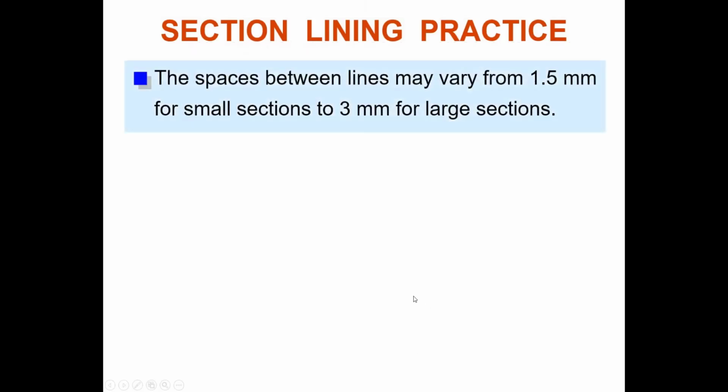Okay, the space between lines may vary from 1.5 to 3 millimeter. Because when you do a section line, for example, this square represents the area of your section. Maybe it's a square, just a simple representation. Okay, the most left one is a small size of your rectangle. I mean the rectangle.